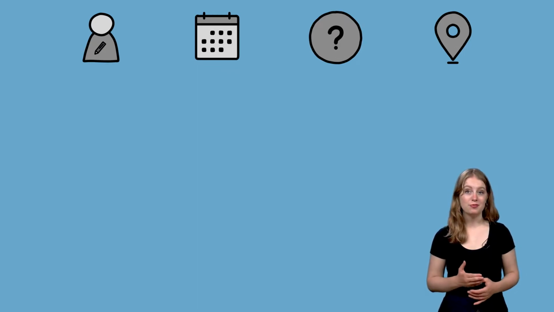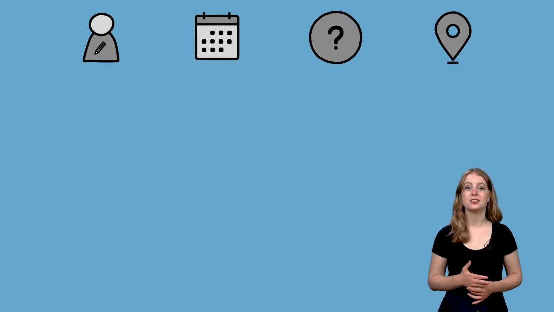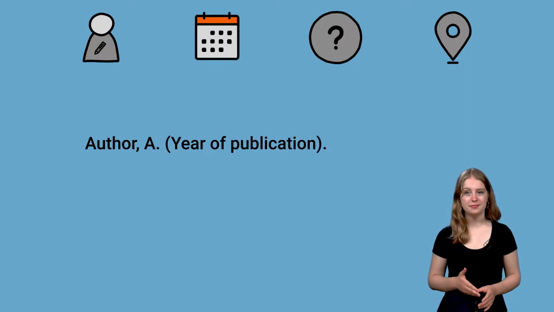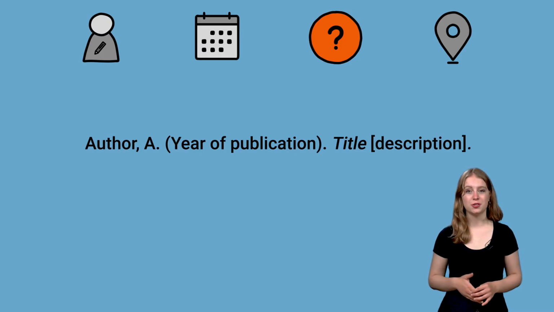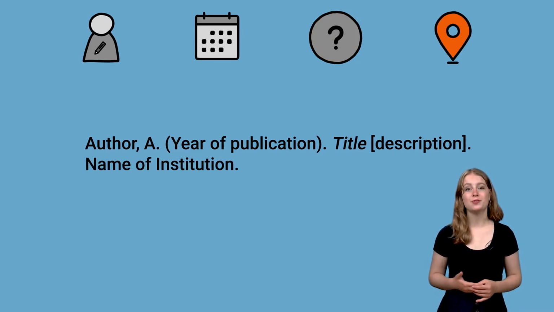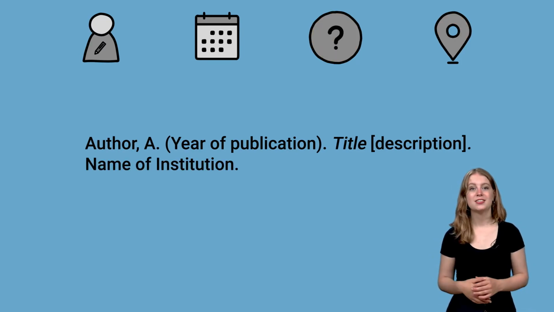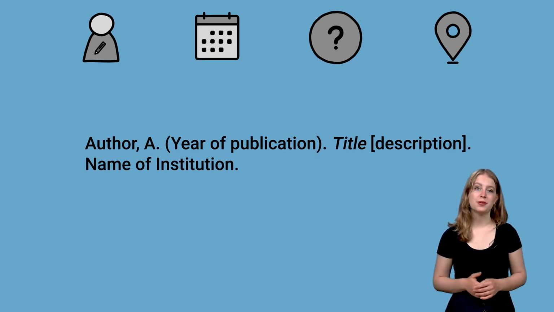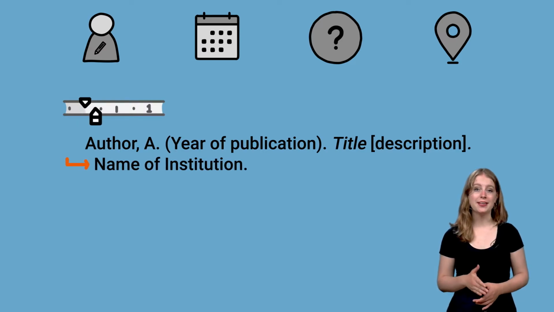The template for a reference list entry of a thesis or dissertation is as follows. Start with the author, then year, title, and description. End with the name of the institution. Separate all elements of the reference by using full stops. If the reference exceeds 1 line, use a hanging indent for subsequent lines.